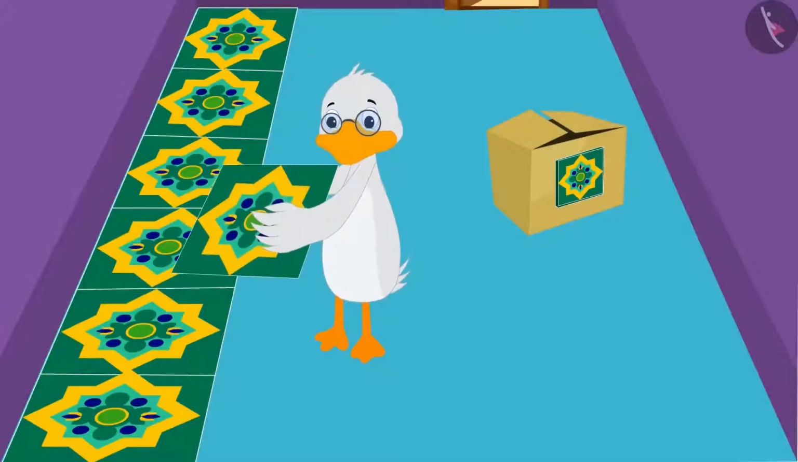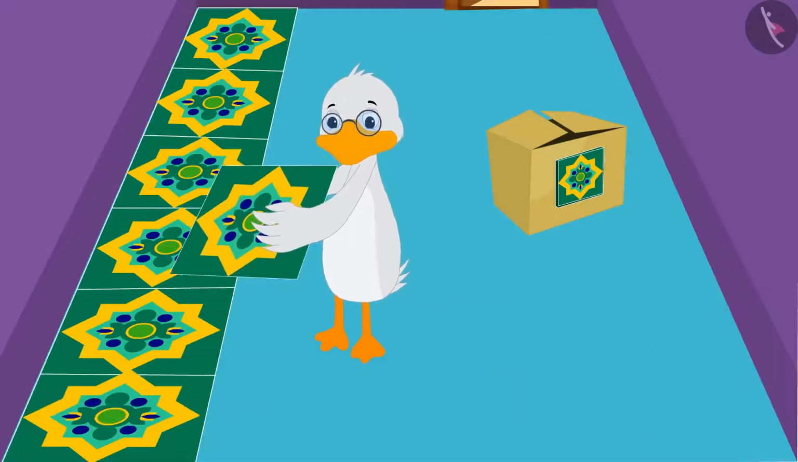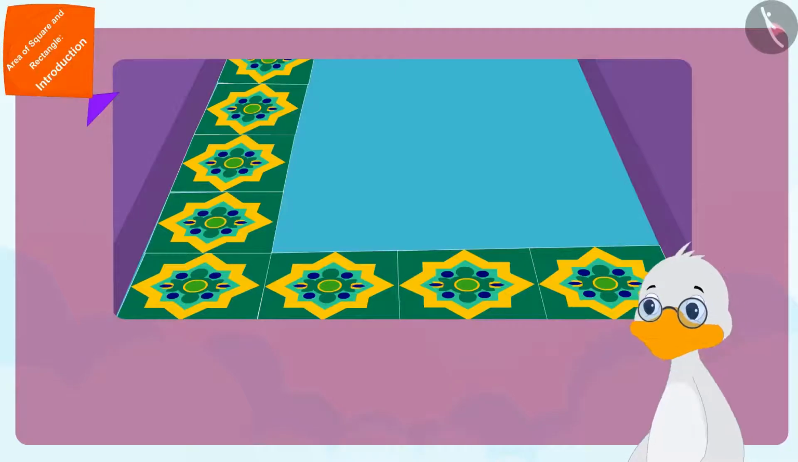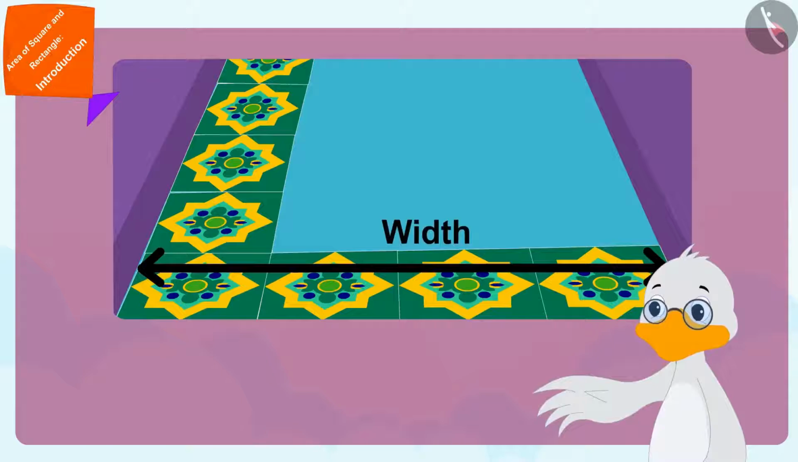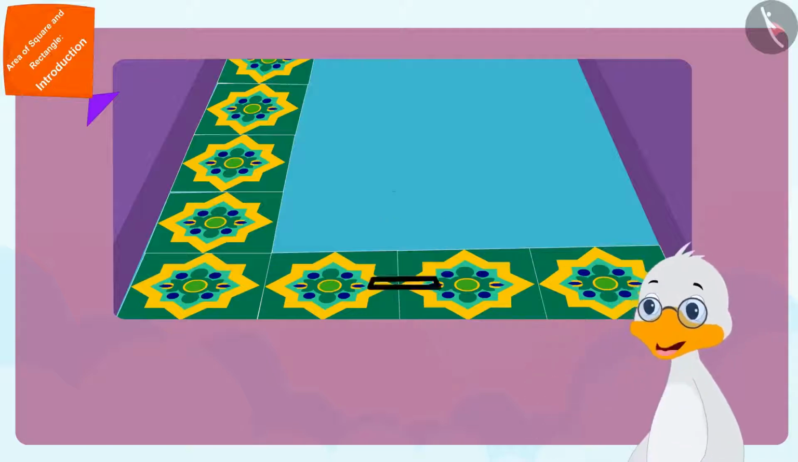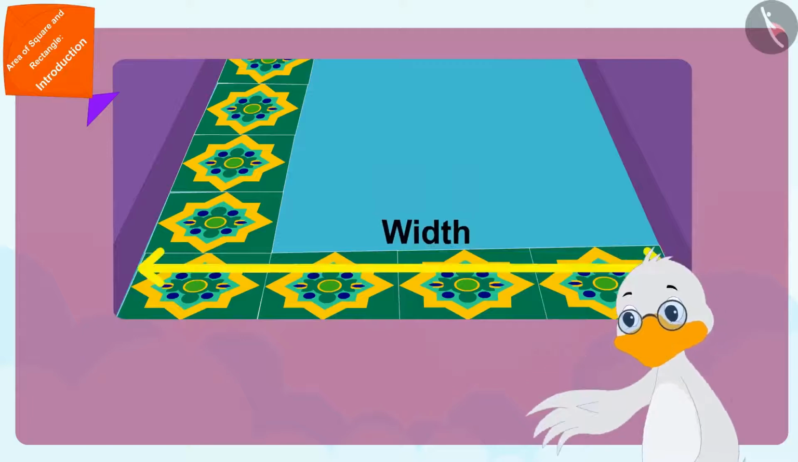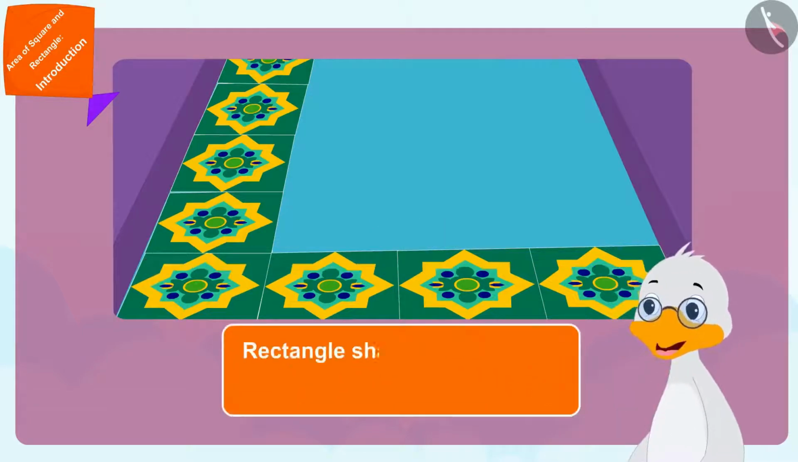Then Uncle started laying the tiles along the width of his rectangle-shaped floor. Uncle laid a total of 4 tiles along the width of his floor. There are a total of 4 1 meter long tiles in the width of my floor. That means my rectangle-shaped floor has a width of 4 meters.